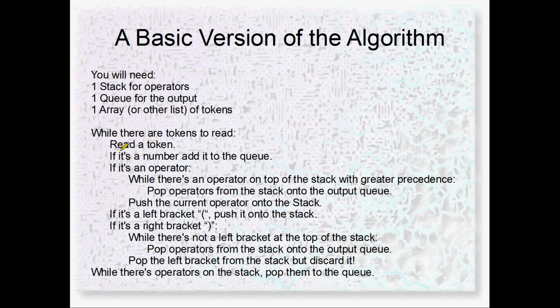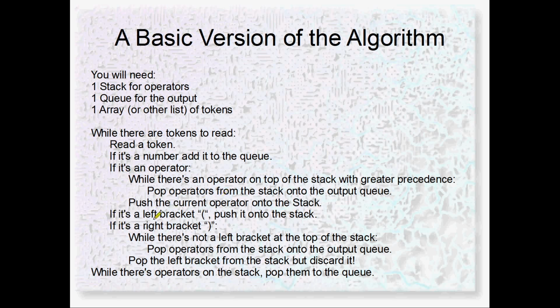Okay, so the basis of the algorithm, it's pretty much like this. This is just pseudocode. So while there are tokens to read, we read a token. If it's a number, we add it to the queue, and we're done. If it's an operator, then while there's an operator on top of the stack with a greater precedence, we pop operators from the stack onto the output queue. And finally, once we're done doing that, we push the current operator onto the stack. So that's all a little loop there to make sure that we're doing our operations in the right order. This is going to figure out how to do the divides and the multiplies before the additions and subtractions.